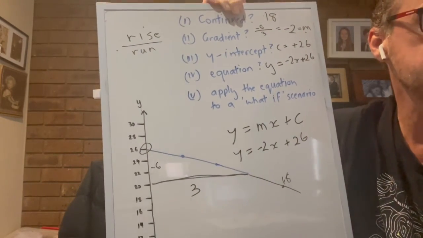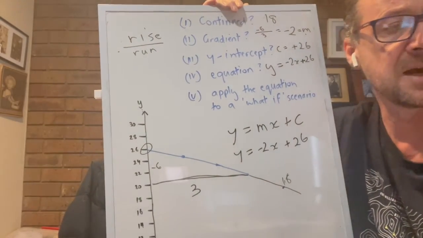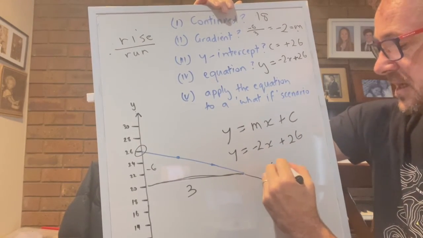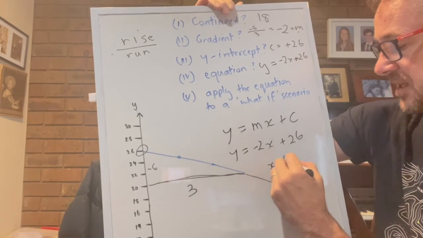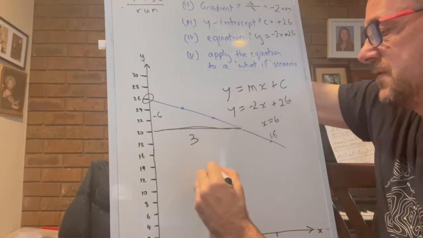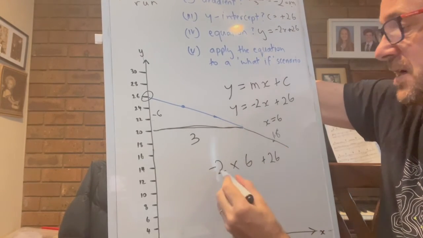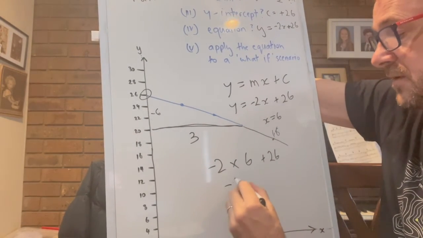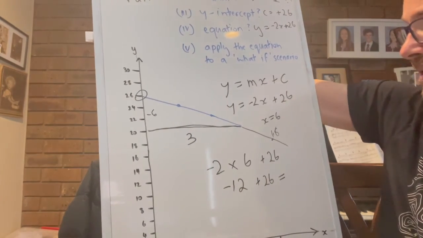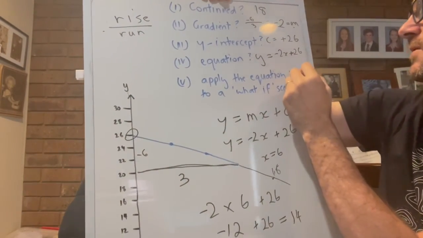And then the last part here is apply the equation to a what if scenario. In this question it says, find the number of students for Samantha's home group after 6 years. This is where the x is the number of years, so what if x equals 6? We can put that into our equation and see what would happen. So it would be -2 times 6 plus 26. So -2 times 6 is -12, plus 26, and that will leave us with 14. So after 6 years, she would have 14 students.